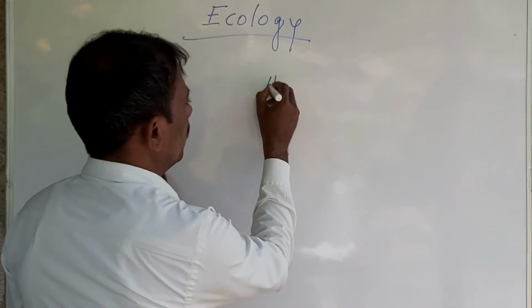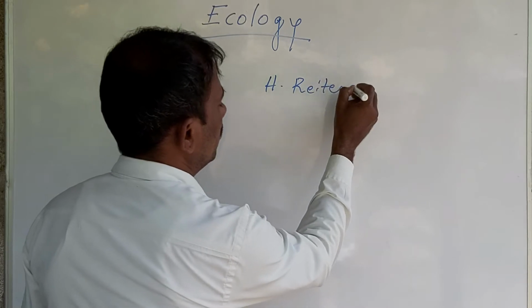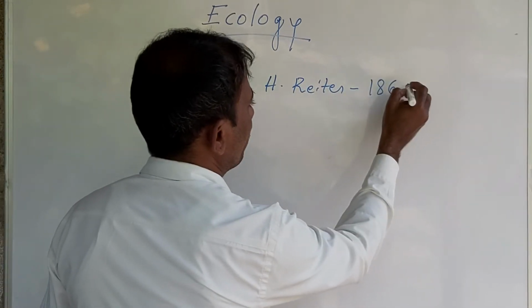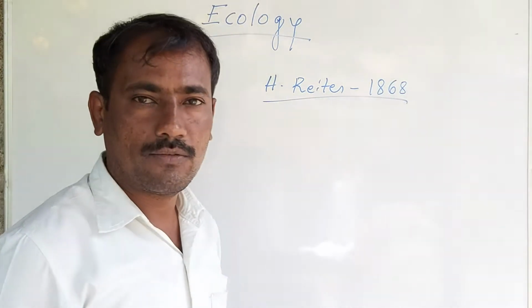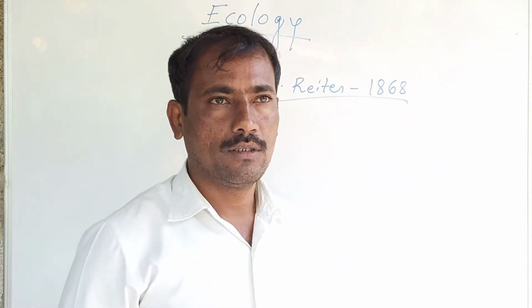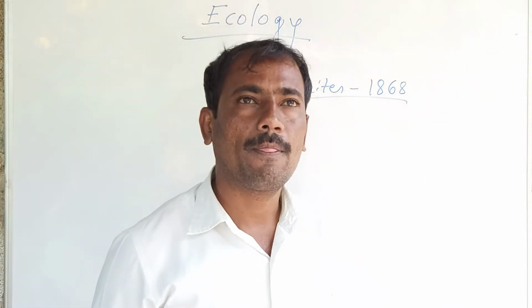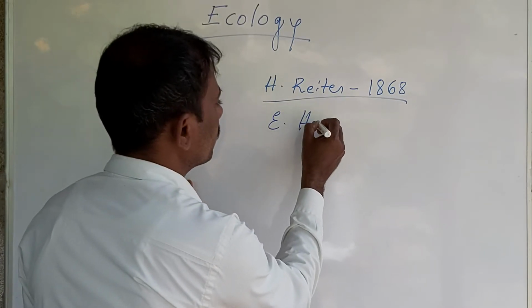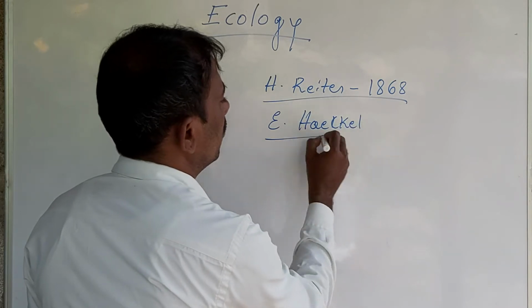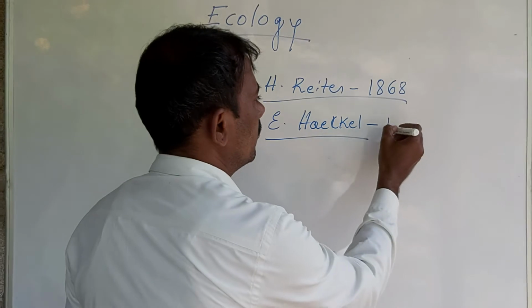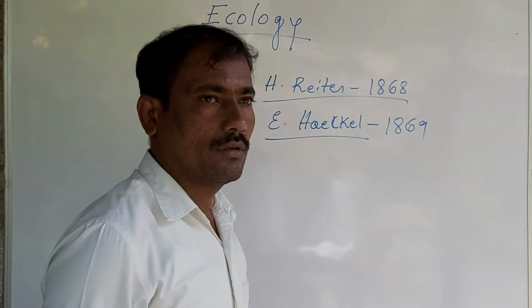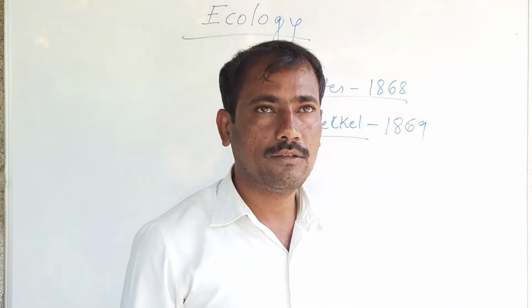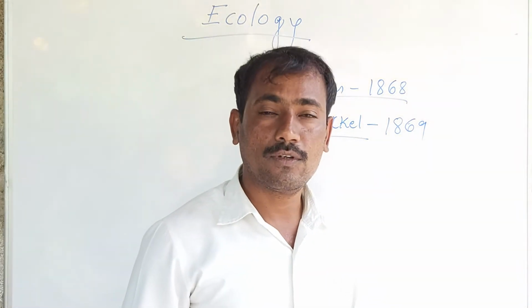It was for the first time the German biologist H. Reiter, in the year 1868, who introduced the word ecology, and later on it was Ernest Haeckel who used this term in the year 1869. Of course, the modern biologists agree that it was Ernest Haeckel who introduced for the first time the term ecology.